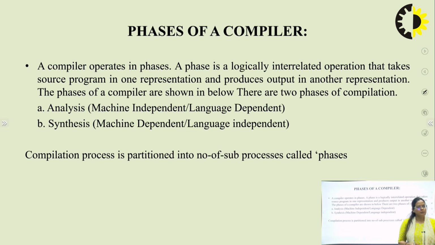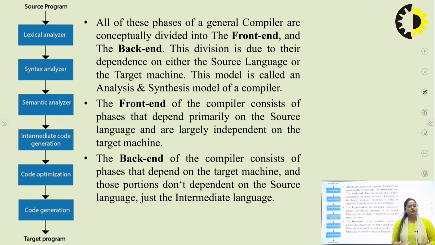There are two phases of compiler: analysis phase and synthesis phase. Analysis phase is also known as front end phase, and synthesis phase is also known as back end phase. Analysis phase is machine independent and language dependent, and synthesis phase is machine dependent and language independent. All of these phases of a general compiler are conceptually divided into the front end and back end. This division is due to their dependency on the source language or the target machine. This model is called an analysis and synthesis model of a compiler.